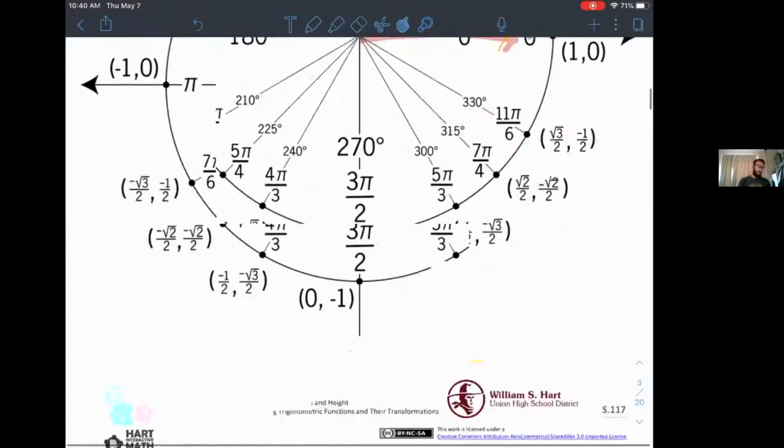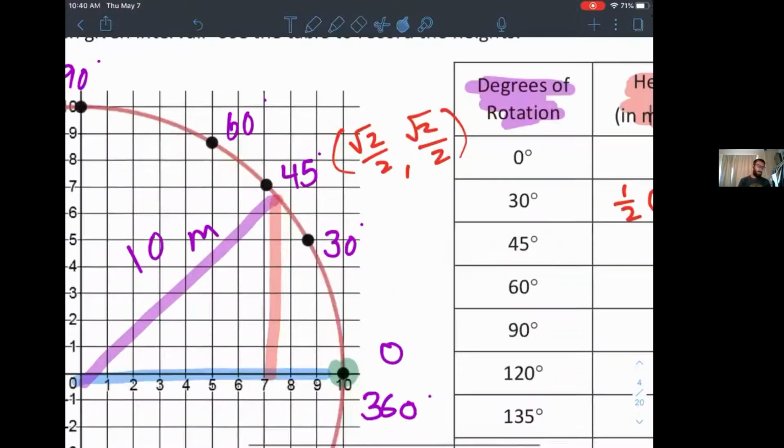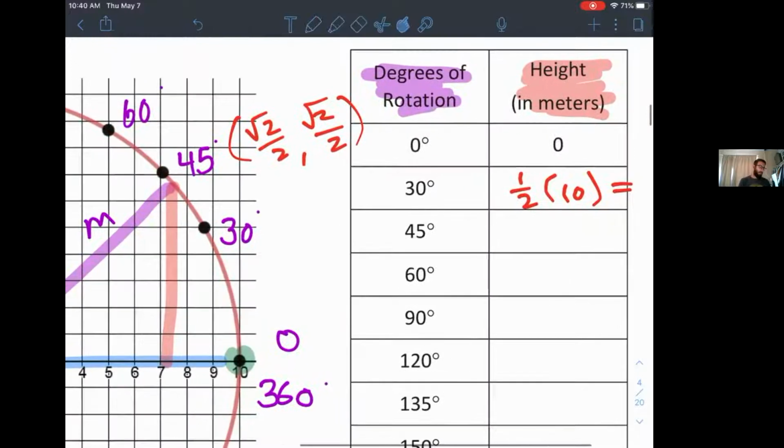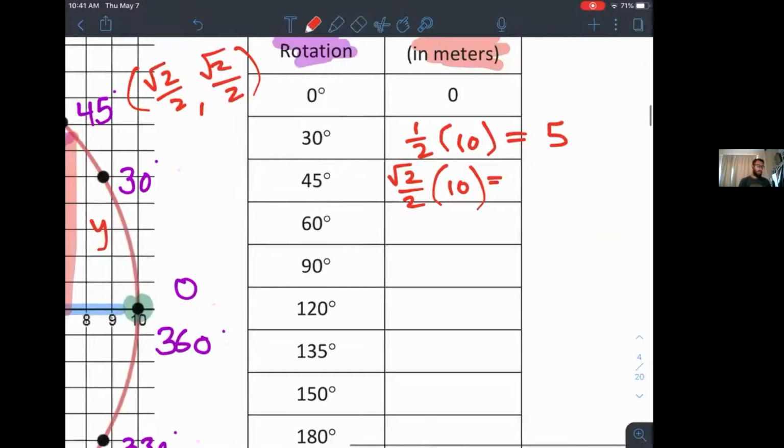Okay, so I know that basically what we're looking for, which is the height in meters at this point, the y right there, is just going to be the y value at 45, √2/2. But we know now that our radius isn't 1 anymore, our radius is 10 meters, so we take √2/2 and multiply it by 10, and I believe we get approximately 7.1, which I'll verify in just one second on my calculator.